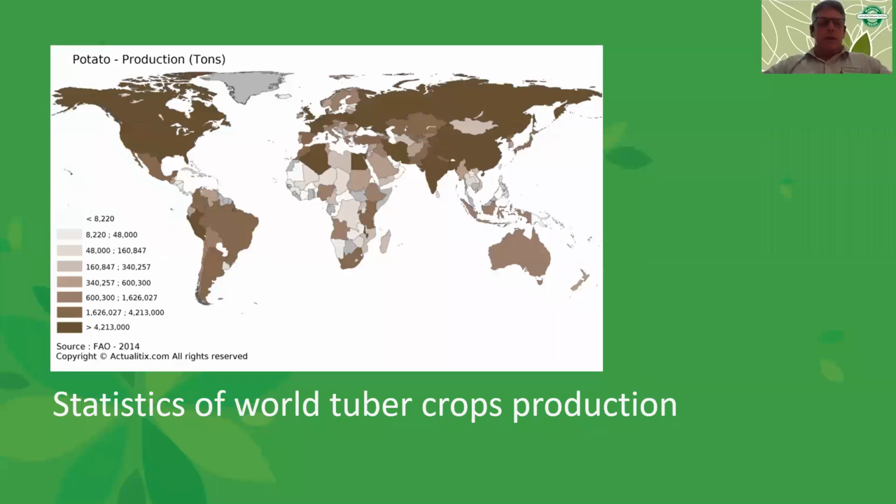Thank you. All right, so some of the statistics. This is a graph from the FAO, or a map of the world, showing potato production around the world. The darker the country, the higher the production from that country. So you can see pretty much the whole world is producing potatoes.